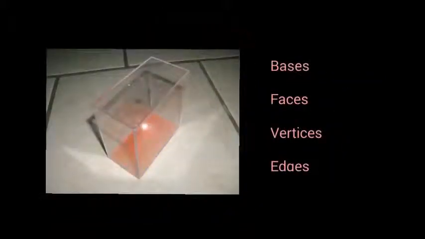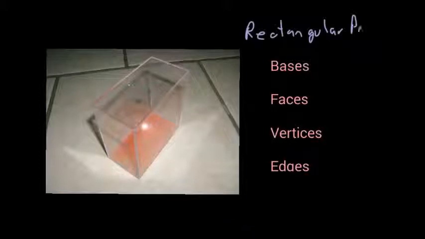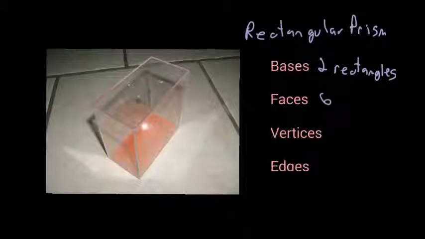Alright, next we have a rectangular prism. And the bases are two rectangles. So just like on a cube, we're going to have the same 6 faces. We have the same amount of vertices, which is 8. And edges, we're going to have the same, which is 12. So 12 edges.